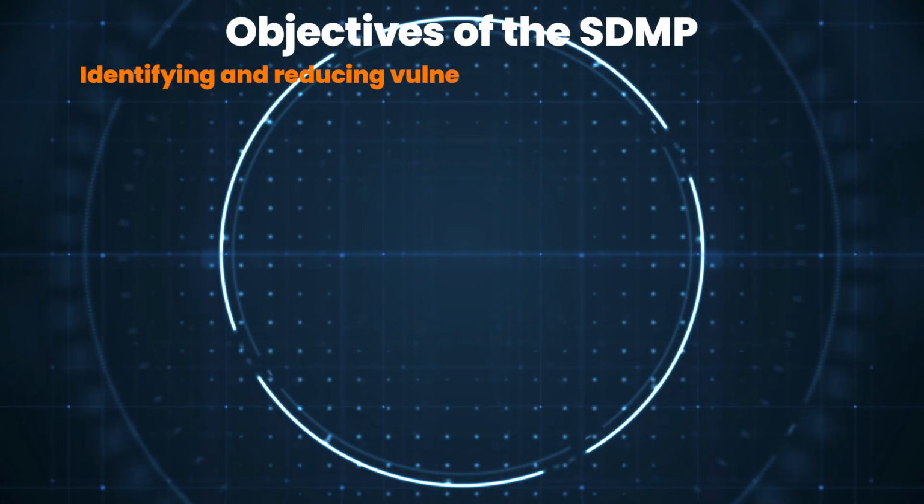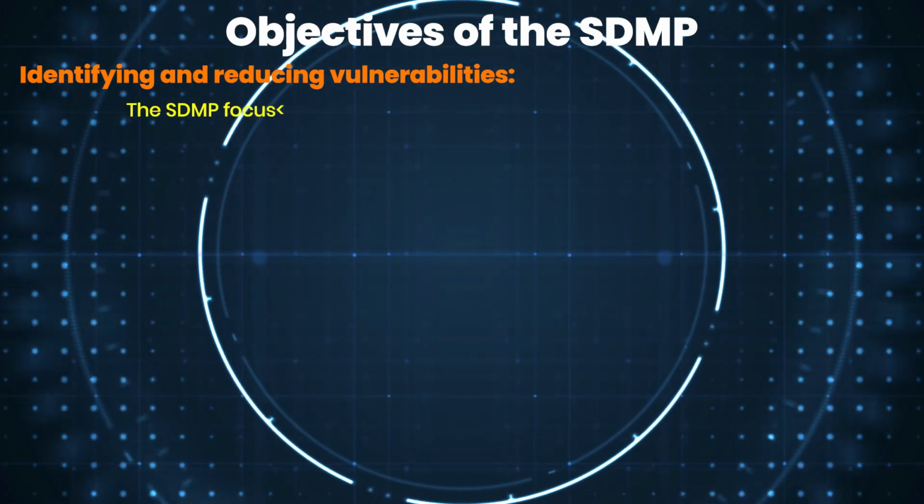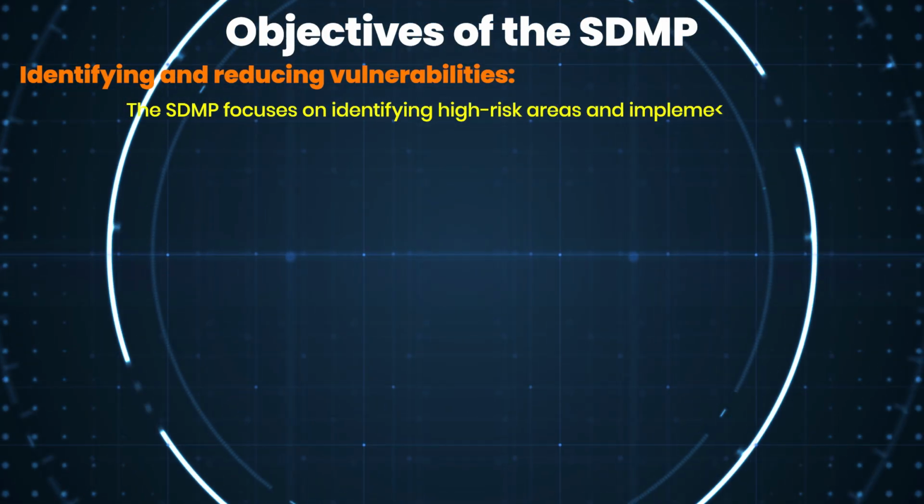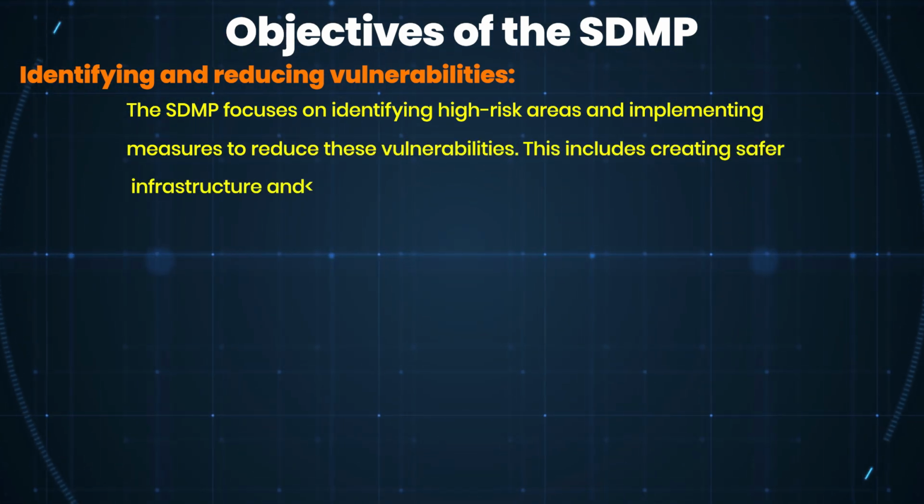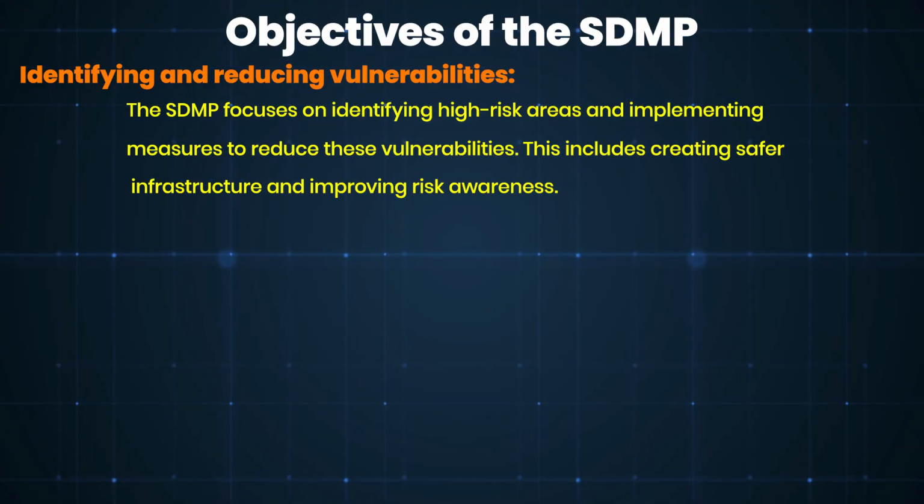Now, objectives of the SDMP. Number one is identifying and reducing vulnerabilities. SDMP focuses on identifying high-risk areas and implementing measures to reduce these vulnerabilities. This includes creating safer infrastructure and improving risk awareness. Next is promoting resilience through capacity building. The plan emphasizes equipping communities and institutions with the knowledge, skills and resources needed to withstand disasters. Training programs and mock drills are key components for this.